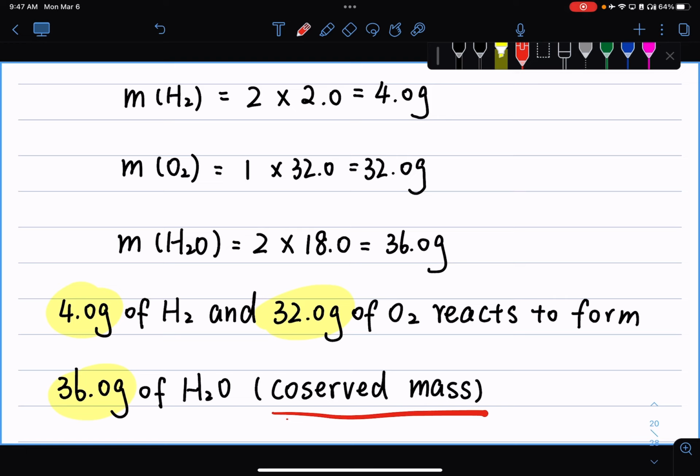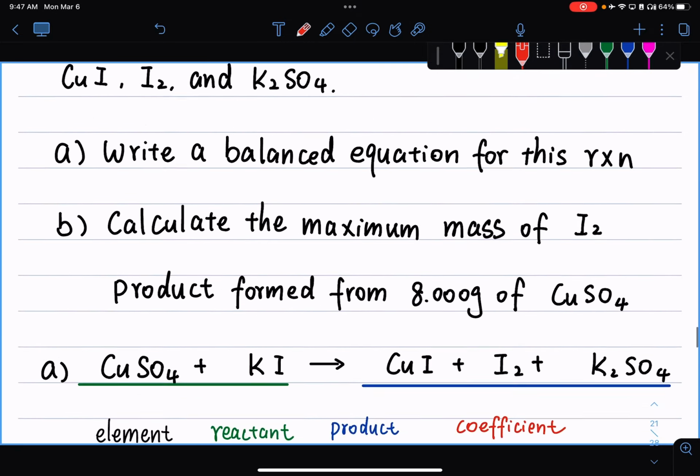I have some examples to do together, but I don't have time to finish. Before I conclude for today, I want to introduce the concept of chemical yield. And we'll pick up these examples next lecture.